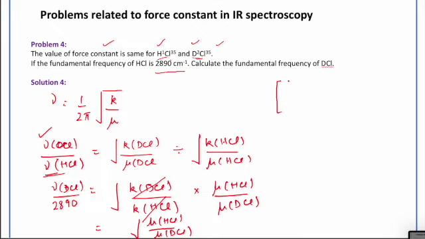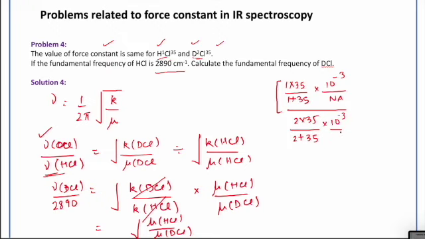So it will be mu of HCl, so m1 m2 over m1 plus m2 for both the cases. It will be 1 into 35 divided by 1 plus 35, into 10 raised to power minus 3 because I want the answer in kilograms, divided by the Avogadro number. Now this whole is divided by 2 into 35 because the mass is 2 over here in case of deuterium, over 2 plus 35. Again I just multiply 10 raised to power minus 3 and divide by the Avogadro number. So this entire thing is in under root.